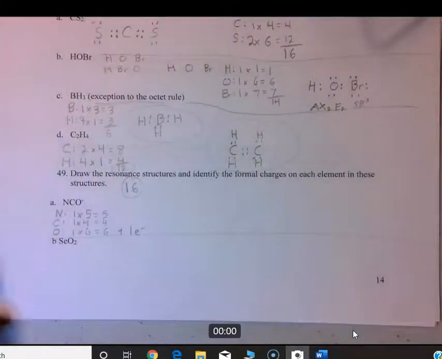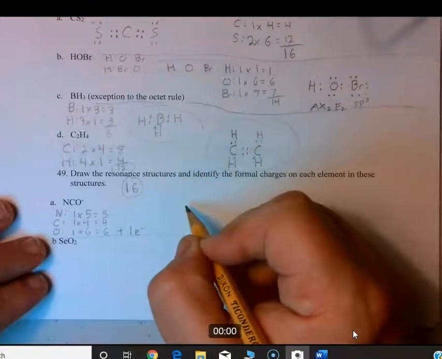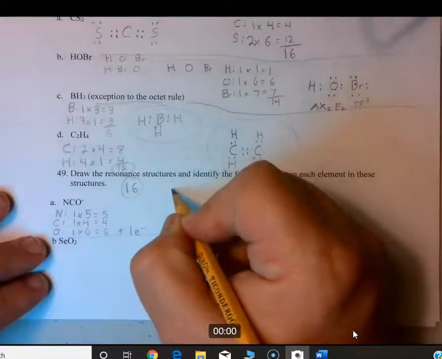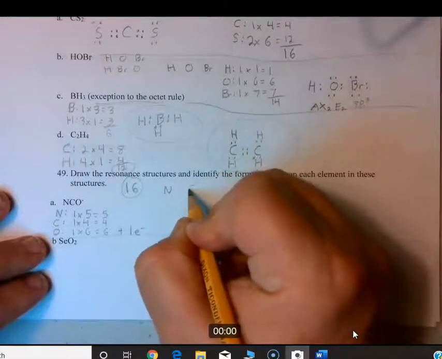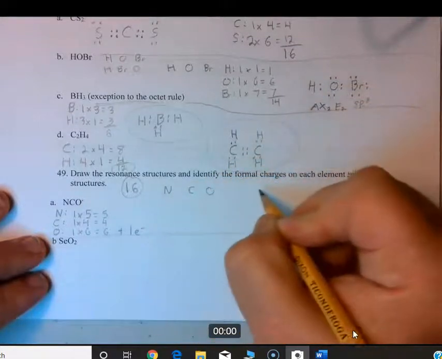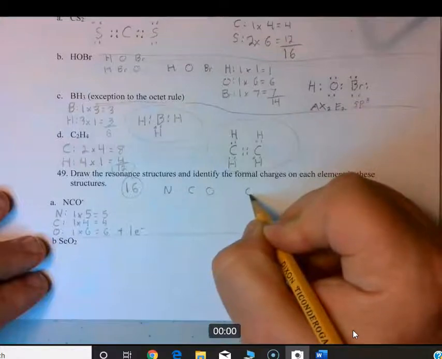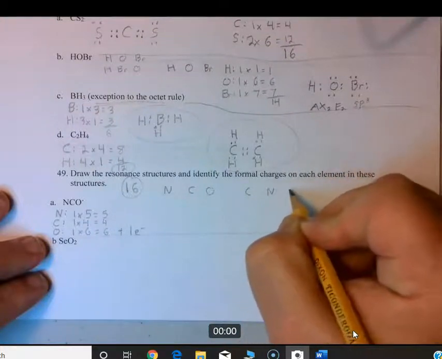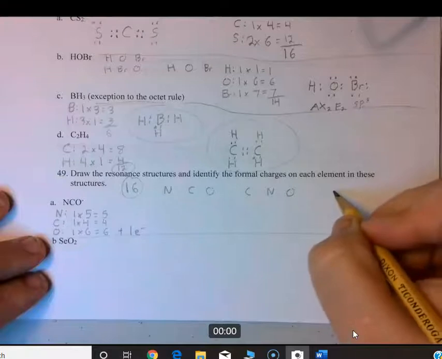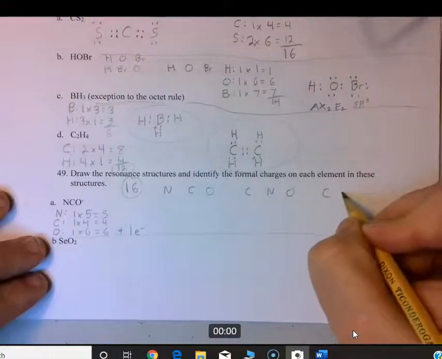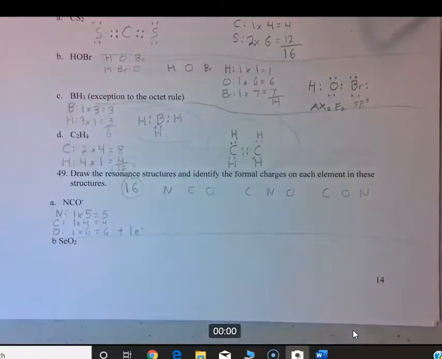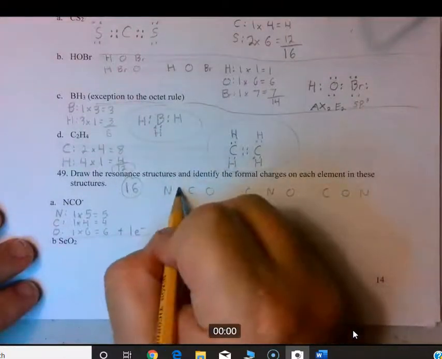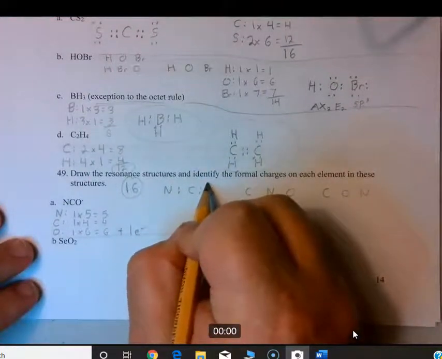All right, so let's draw it in 2 different ways. We can draw it in 3 different ways, actually. Let's try it all 3 ways here. So we've got N, C, O. We have C, N, O, and we have C, O, N. So we're using all 3 of the atoms as a central atom. We're going to try that out. Okay, we need 16, so let's just do this quickly. There's 1, 2.